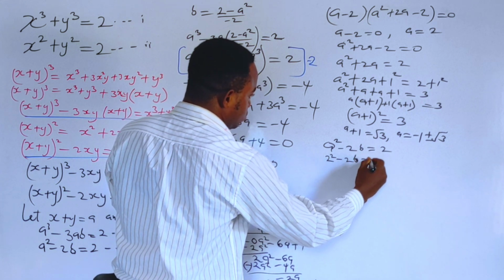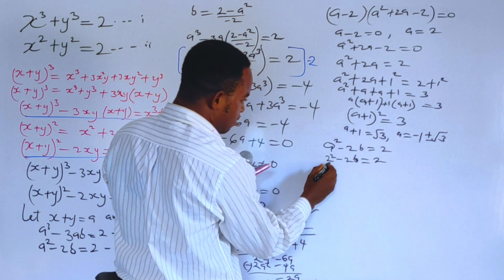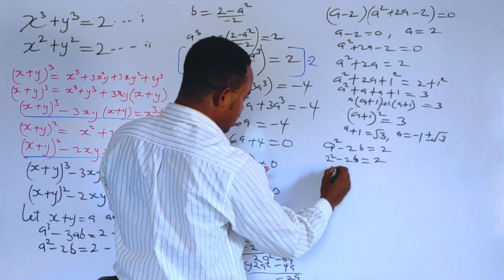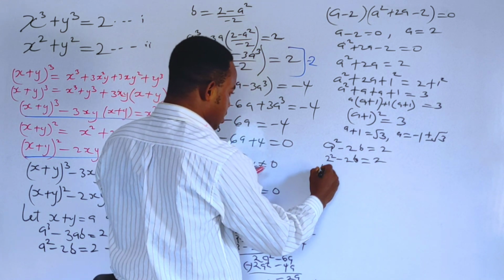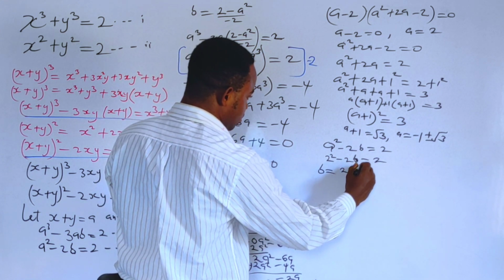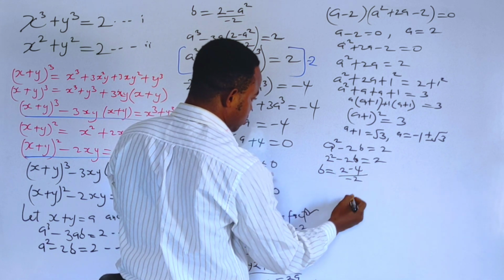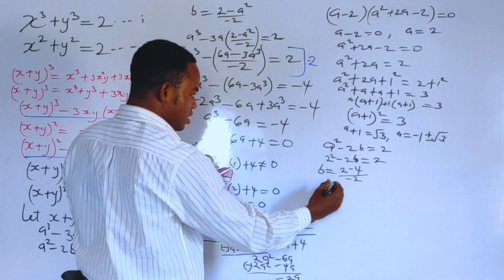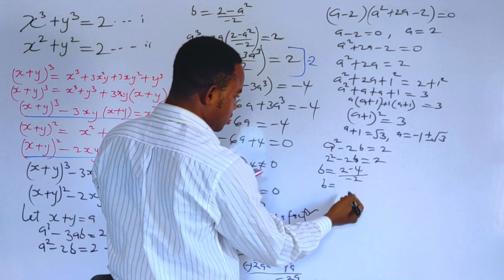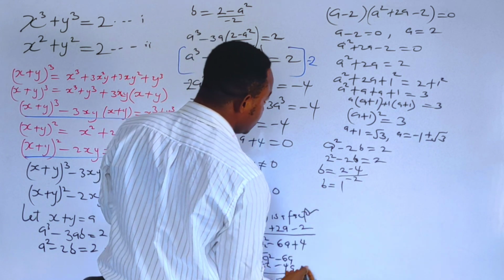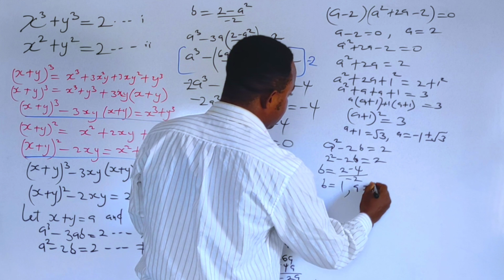is equal to 2. And from here, this 4, we bring it on this side, and we divide both sides by negative 2. And b is equal to 2 minus 4 divided by negative 2. So this is negative 2, right? So b is equal to 1. So b is 1 when a is 2.